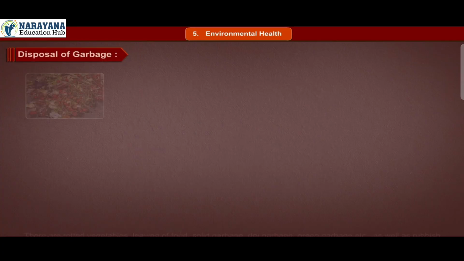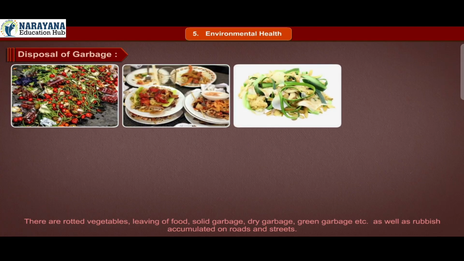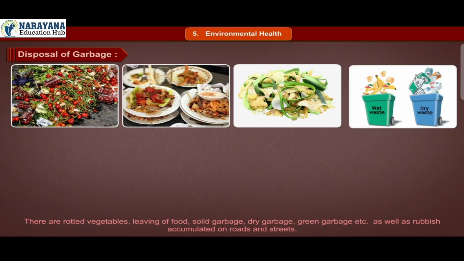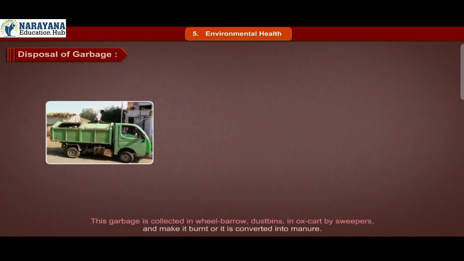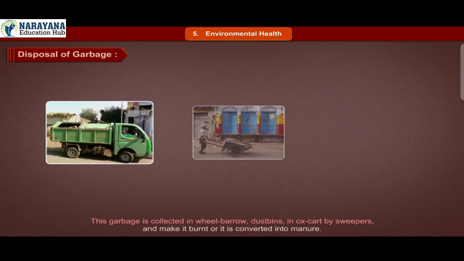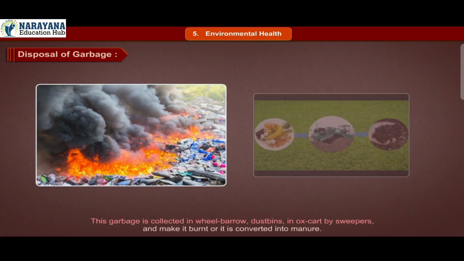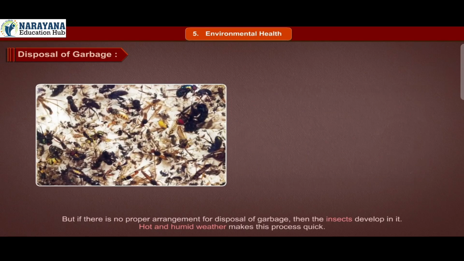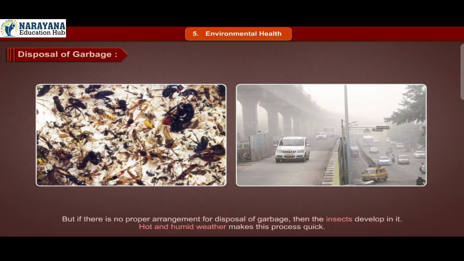Disposal of garbage. There are rotted vegetables, leavings of food, solid garbage, dry garbage, green garbage, etc., as well as rubbish accumulated on roads and streets. This garbage is collected in wheelbarrows, dustbins, in ox carts by sweepers and made to be burnt, or it is converted into manure. But if there is no proper arrangement for disposal of garbage, then insects develop in it. Hot and humid weather makes this process quick.